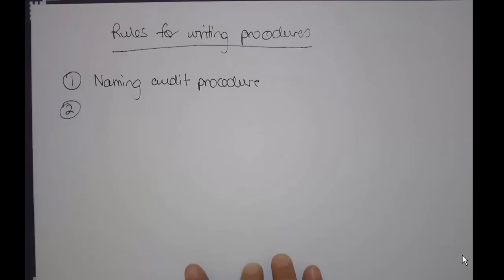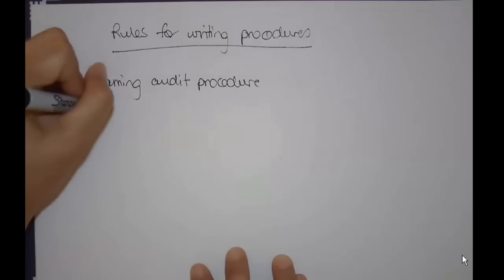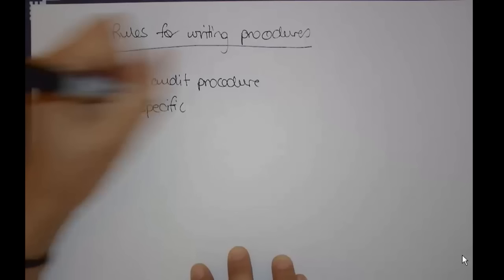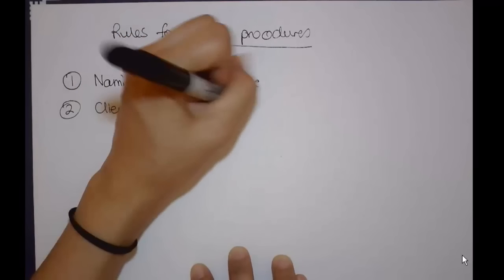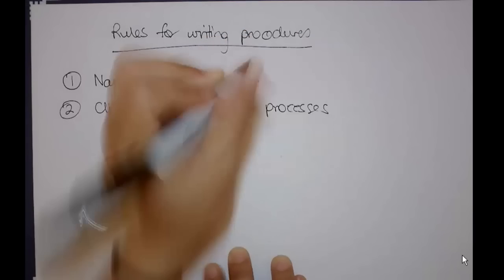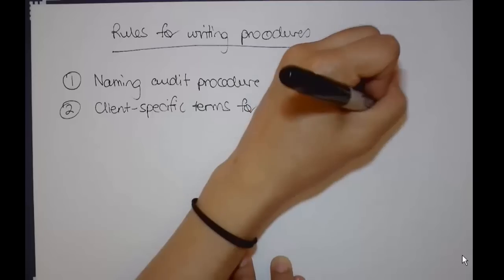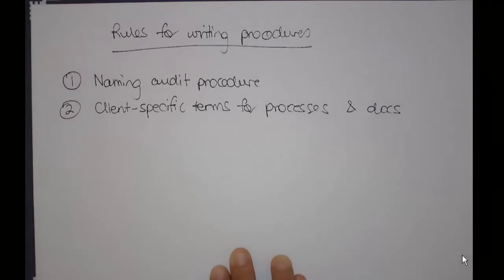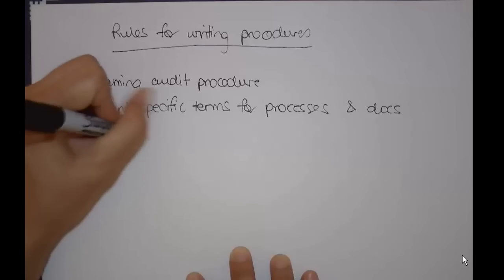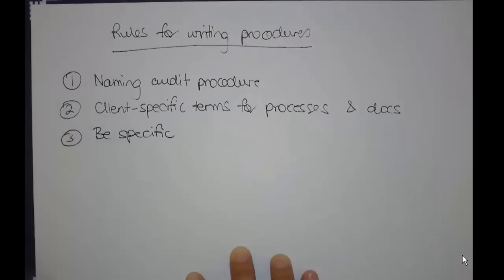Number 2, I need to use the client specific terms for processes and for documents. So if they call it a shipping manifest, you call it a shipping manifest. If they call it something else, you call it something else. And then 3, be specific. The procedure needs to be detailed enough so that somebody can do it.